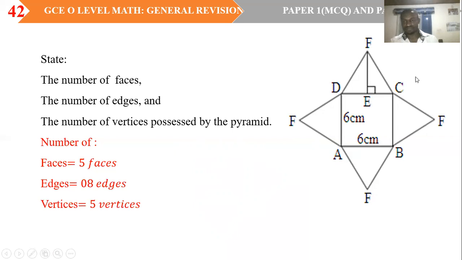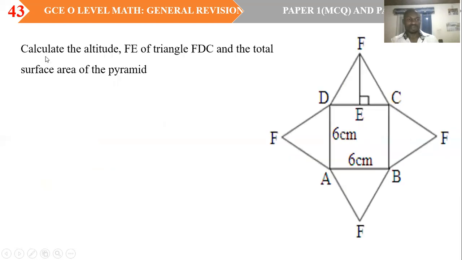For the vertices, the square base forms 4 vertices, 1, 2, 3, 4. And since all the triangular faces have one common vertex, F, we have 4 plus 1, which is 5 vertices. Calculate the altitude FE of triangle FDC and the total surface area of the pyramid. To calculate the altitude FE, we need to first of all know the area of the triangle.